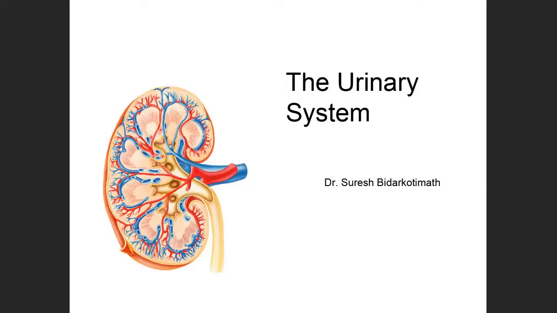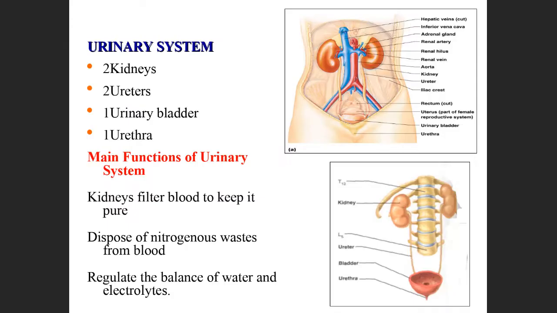Okay, so now we'll discuss the urinary system. In the urinary system, you all know the basic structures involved. It contains two kidneys, two ureters, one urinary bladder, and one urethra. So these are the urinary system organs, also called excretory organs.